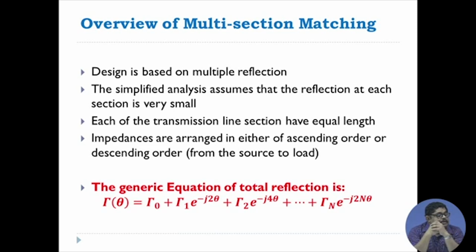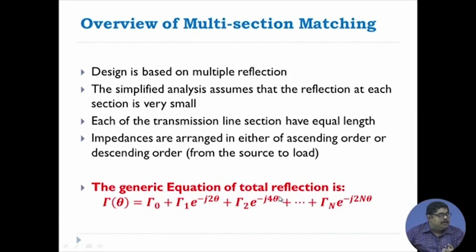Also, each of the transmission line sections has equal length, and impedances are arranged in either ascending or descending order. The meaning is that if the source is at higher impedance than the load, then, suppose there are multiple sections of this quarter wave transformer, quarter wave or any equal length transformer, you decrease the characteristic impedance progressively from the source side. On the other hand, if the source has lower impedance and the load has higher impedance, then you gradually go on increasing the characteristic impedance of the sections.